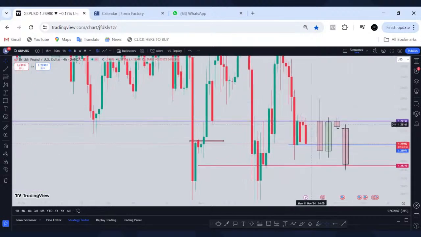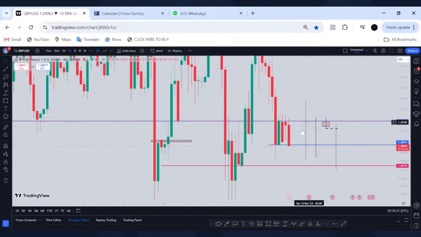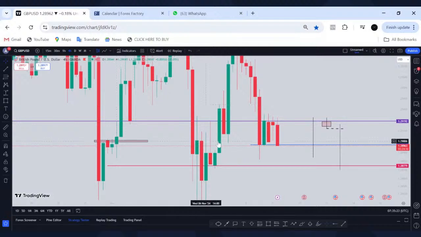Oh Charlie, I didn't get the entry. This morning would have been a nice trade. I would have gotten a nice trade setup, but the entry wasn't there. That's the problem. I didn't even see it early. The entry wasn't there.